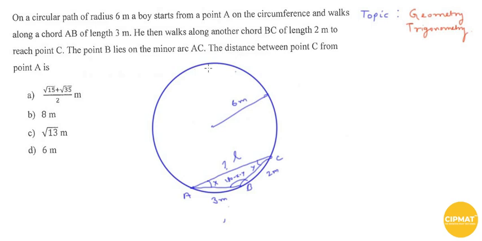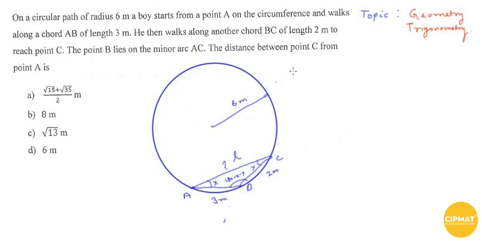Now we are going to apply the sine rule for triangle ABC. So what was the sine rule again? If we have a triangle ABC with sides small a, small b and small c, and the angles as capital A, capital B, capital C, then we had a by sine A equals b by sine B equals c by sine C, which is equal to 2 times the circumradius of that circle.